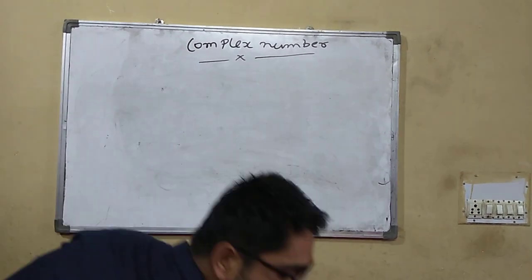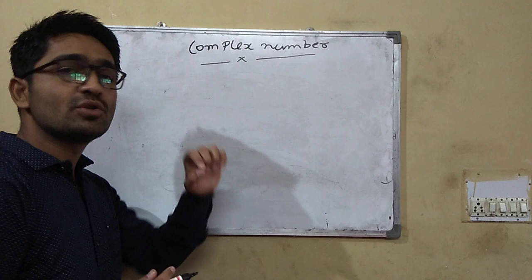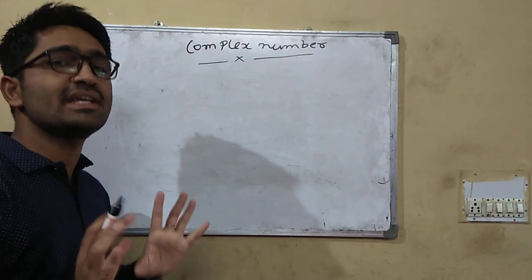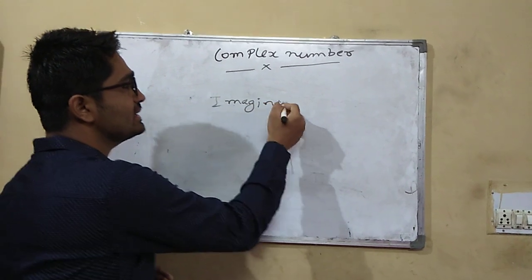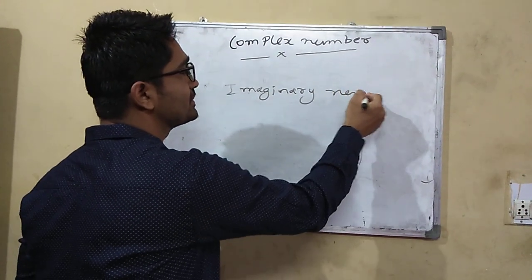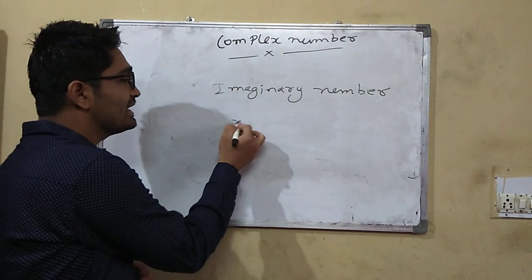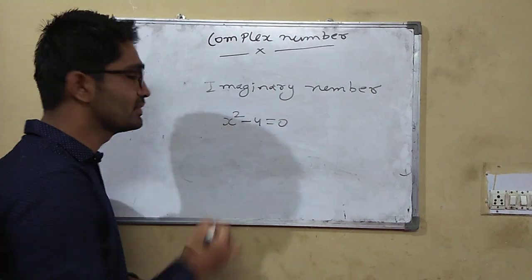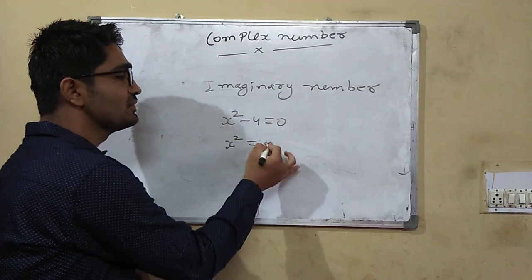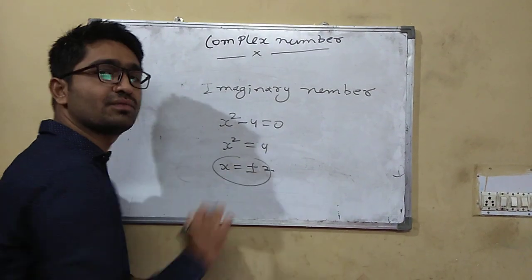Now beta, I come to my original topic, which is complex number. This complex number is just an imaginary number. Like if I talk about the root of the equation x square minus 4 equals 0, so x square equals 4, so x will be plus minus 2. Under root 4 is 2.